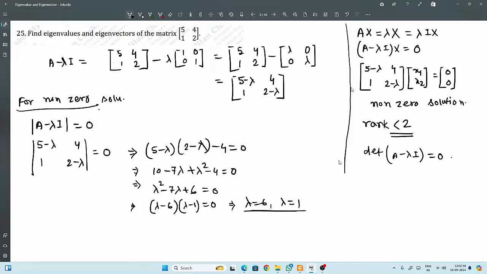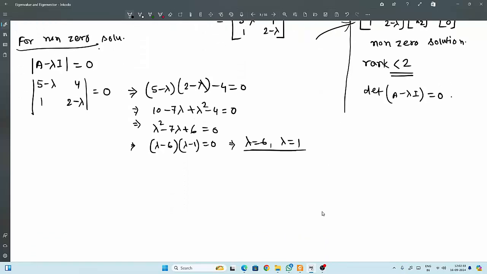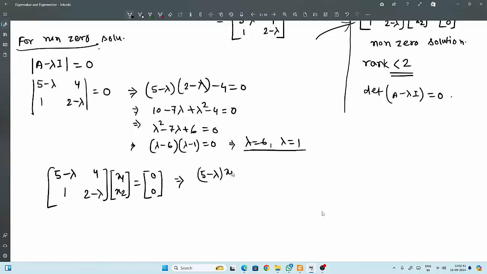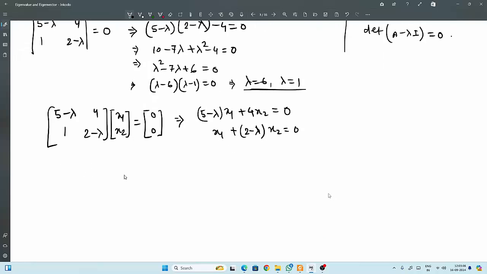Now we need this equation for the solution. The system is the matrix [5 minus lambda, 4; 1, 2 minus lambda] times [x1, x2] equal to [0, 0]. That means the first equation is (5 minus lambda) x1 plus 4x2 is equal to 0, and the second equation is x1 plus (2 minus lambda) x2 is equal to 0. These two are the system of equations. Now calculate it. First we start with lambda is equal to 6.